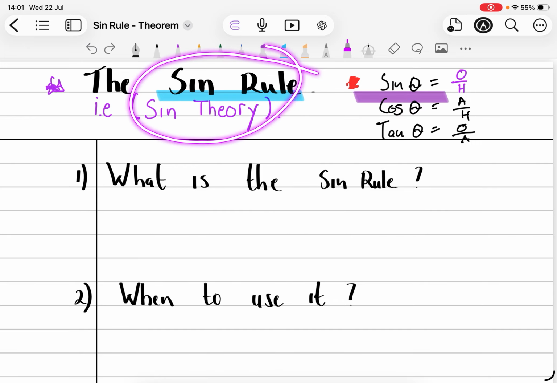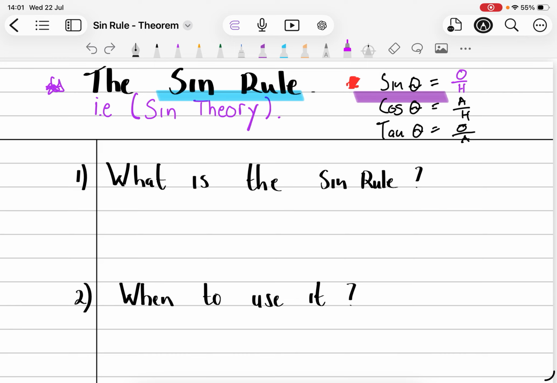Right in front of us, we've got the sine rule to do. Before I even start explaining the theorem itself, I'm just going to explain where we apply it, what it is, and how to actually use it. Most times you just see sine rule and automatically start hitting walls, and you don't even have a clue why it is important.